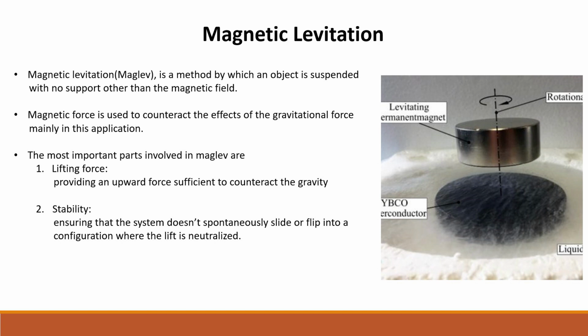And magnetic force is used to counteract the effect of the gravitational force, mainly in this application. There are two most important parts involved in maglev, and the first one is lifting force. It provides an upward force sufficient to counteract gravity. And the second is stability. It ensures that the system doesn't spontaneously slide or flip into a configuration where the lift is neutralized.